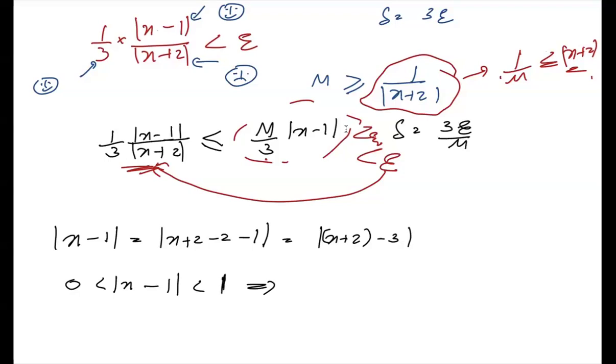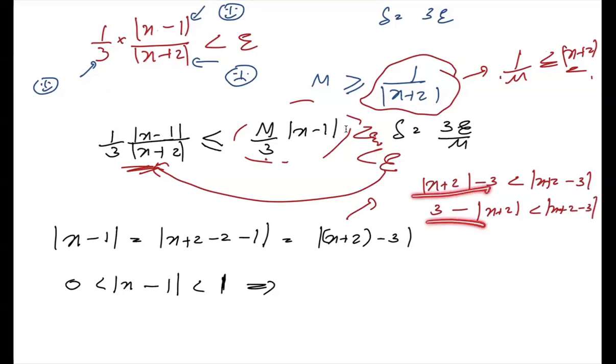Now when I take the triangle inequality of this one, I can get two inequalities. One is |x plus 2| minus 3 is less than |x plus 2 minus 3|. The other is 3 minus |x plus 2| is less than this. Now you tell me, what should I pick for this problem? I need to get something smaller than this one, right? So what do I pick, this one or this one? How are you going to pick?